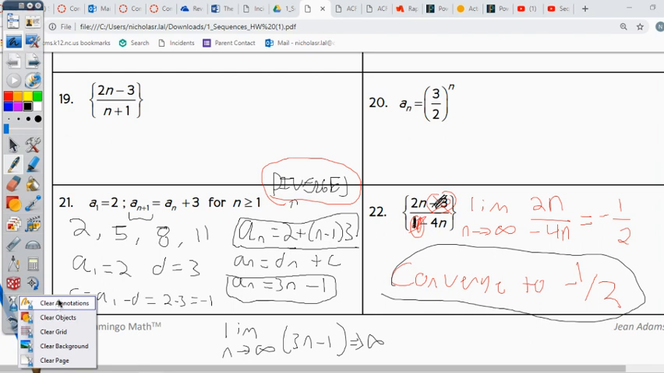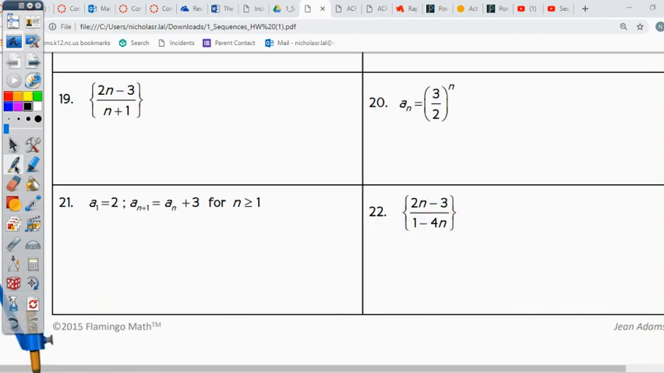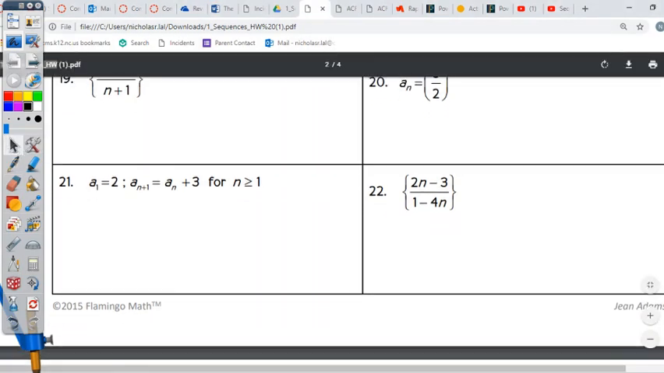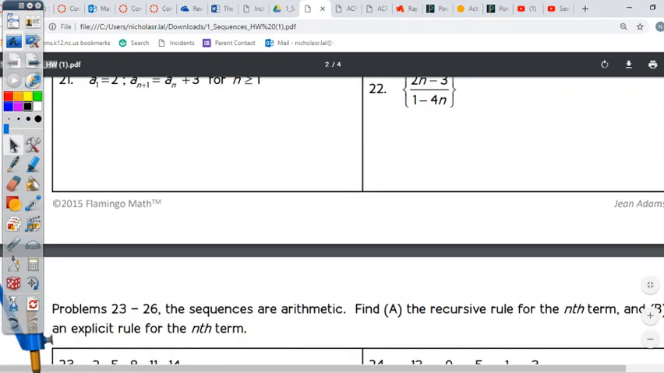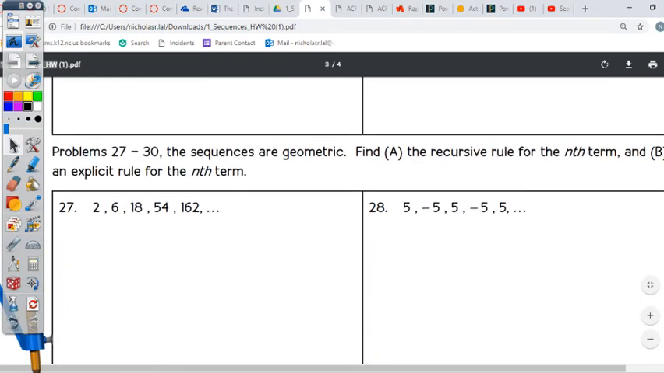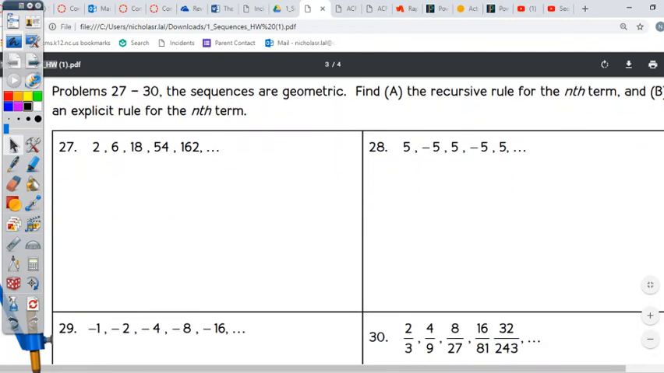All right, is it okay if I clear annotations? Yeah. Records on records on records. How do we still have 30 minutes left? Because we have 90-minute classes.